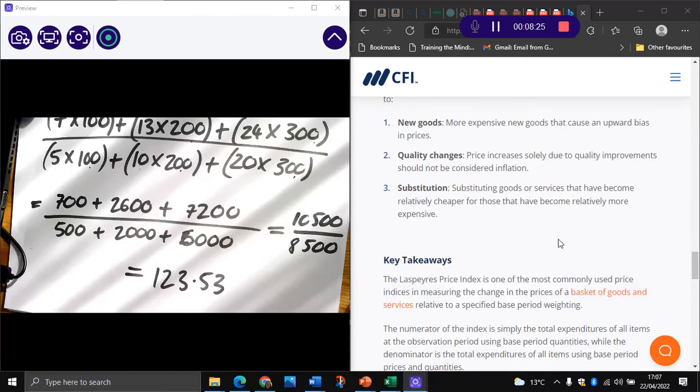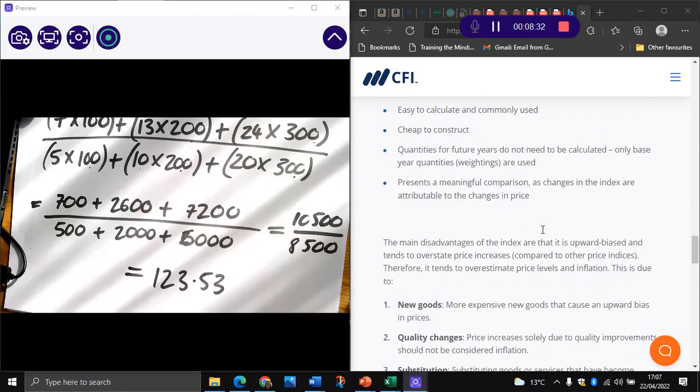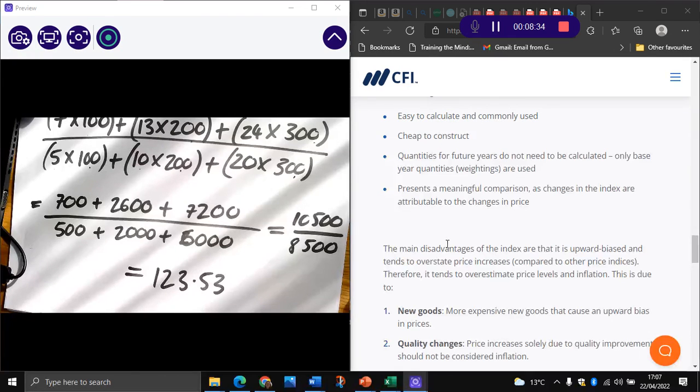Key takeaways: it's the most commonly used measure. Now you don't need to repeat any of that, but when you're looking at the question, think of what's happening. Is the price going up or down, and what's happening to the quantities in comparison? Okay, I'm going to stop that one and then do the Paasche separately.